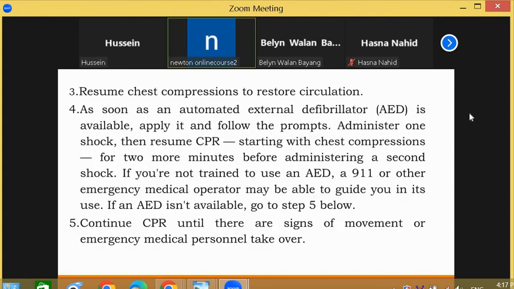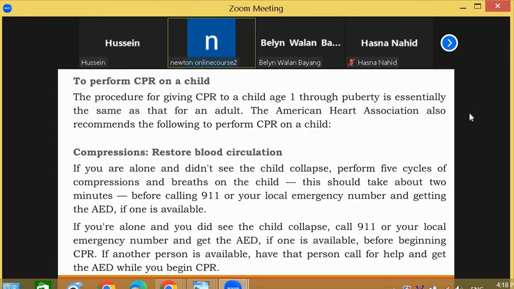Here you can see one term, AED, automated external defibrillator. AED means it directly gives the shock. When it gives the shock, blood circulation suddenly happens in that area. You have to continue the CPR until there is a pulse. If the pulse comes back, you can start other medication, everything you can give. So you have to continue CPR until any emergency person comes, or until the pulse is felt.